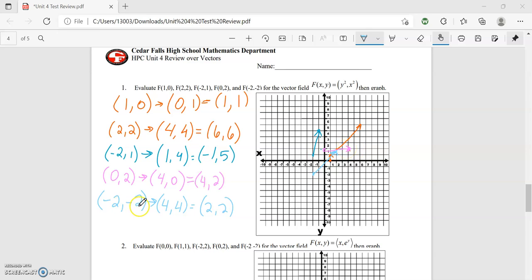Same thing, last one, (-2, -2), and you're going to take y squared, x squared. So they both become 4, 4, and when you add (-2, -2) to (4, 4), you get (2, 2), and that's what the map looks like there.